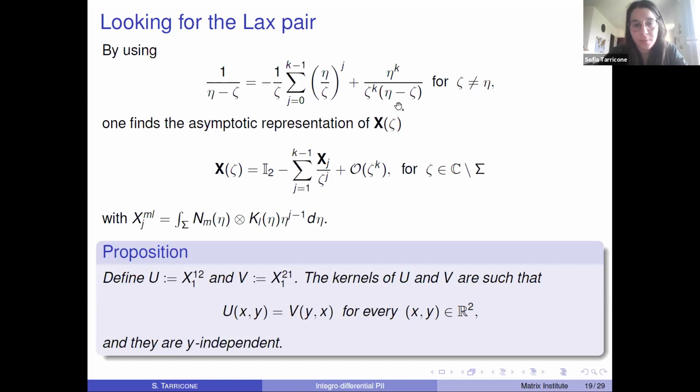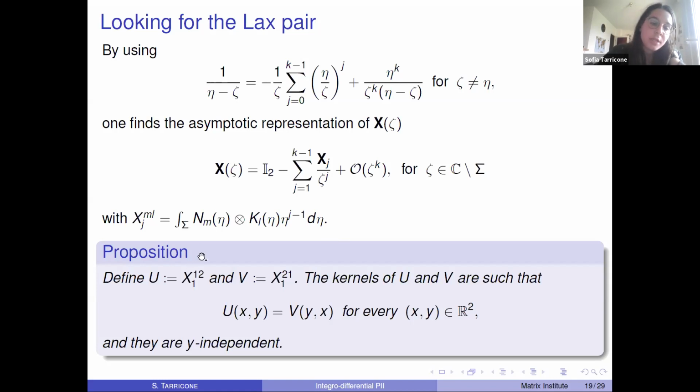Well, it means essentially that you replace this formula in your integral representation of the solution X, and you get that for every K, you can represent X in this way, where now Xj here, the asymptotic coefficients, are no longer depending on the complex parameter zeta. They are operators on H2 that take for every entry ML this form. Okay, and in particular, as it always is the case in the matrix valued case, we will be focused on the first asymptotic coefficient, X1.